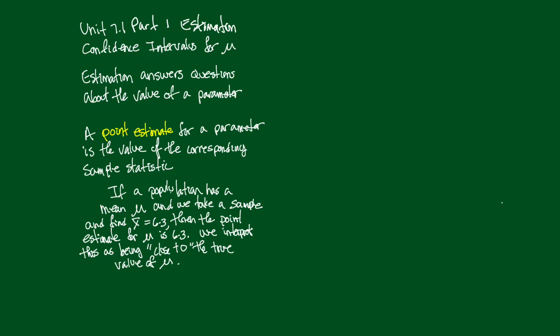So for example, if a population has a mean mu, which is unknown to us because we don't know every value in the population, we can take a sample. And suppose we find that x bar, the sample mean, is 6.3. Then the point estimate for mu would be 6.3. We interpret this as being close to the value of mu.